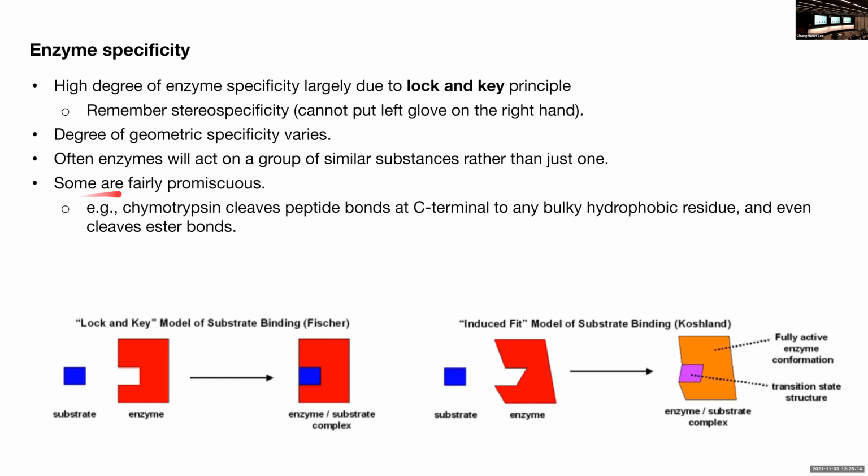So many enzymes can be pretty promiscuous in their substrate. An example is chymotrypsin, which cleaves the peptide bond next to any bulky hydrophobic residues. As you can remember, bulky hydrophobic residues like tyrosine or phenylalanine and so on, it can actually detect all those kinds of things, and it will cleave the peptide bond for digestion.